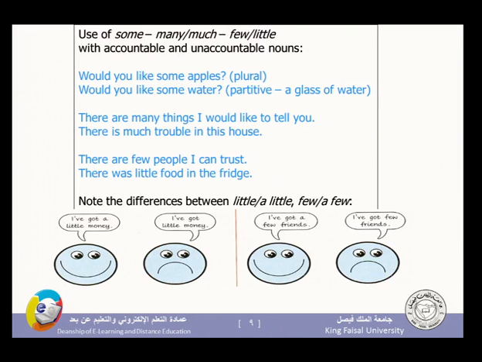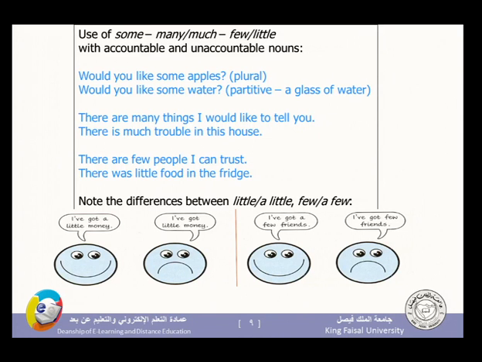Would you like some apples? Plural. Would you like some water? Partitive, part of it. A glass of water. Okay? There are many things. Notice with many, which is used with the countable, I said things, not thing. Okay? There is much trouble. Trouble is uncountable, so it is preceded by much, not many, because much is used with the uncountable.